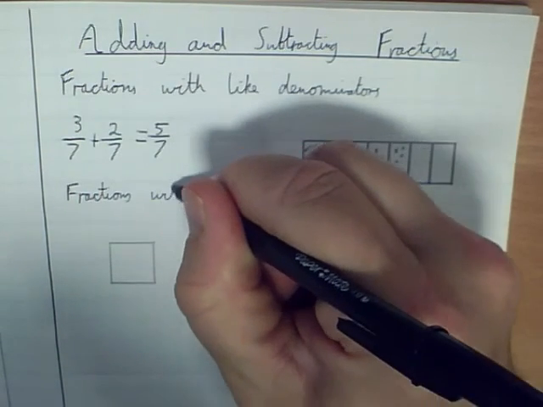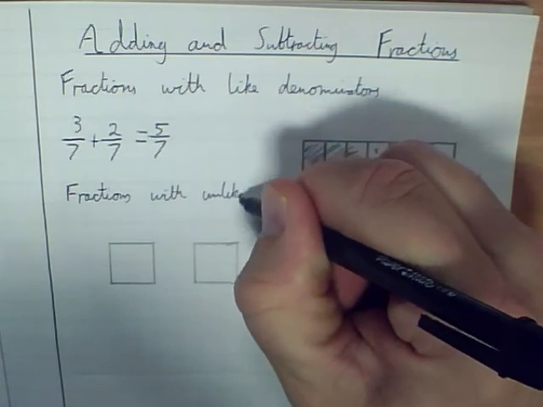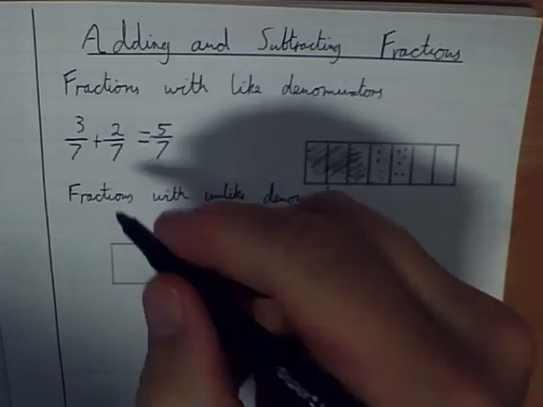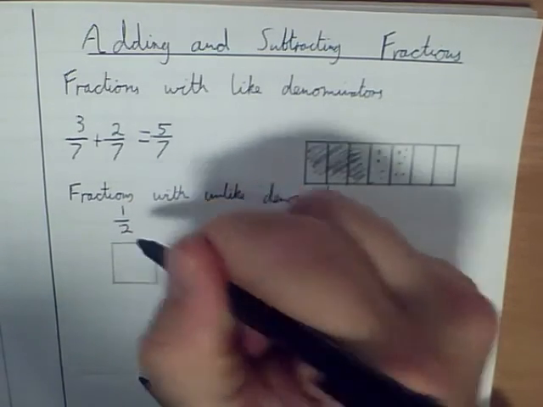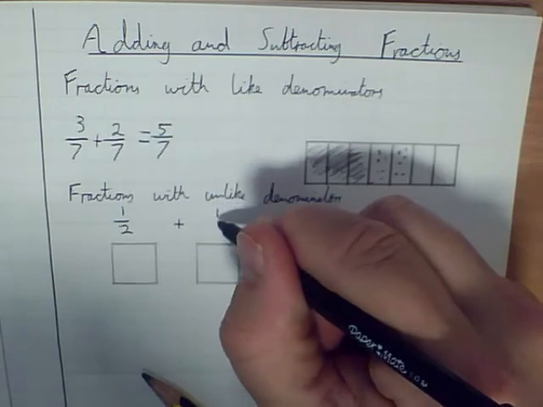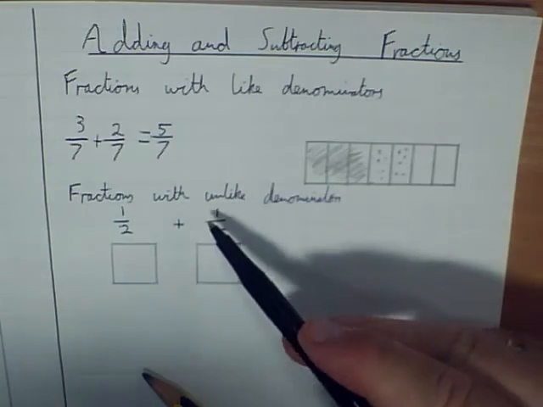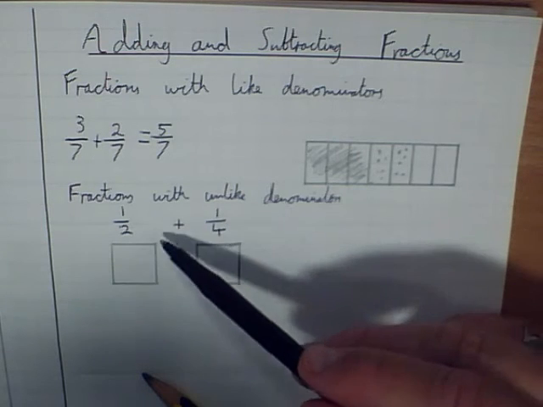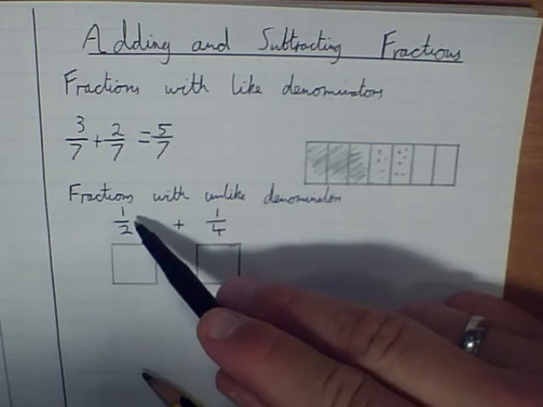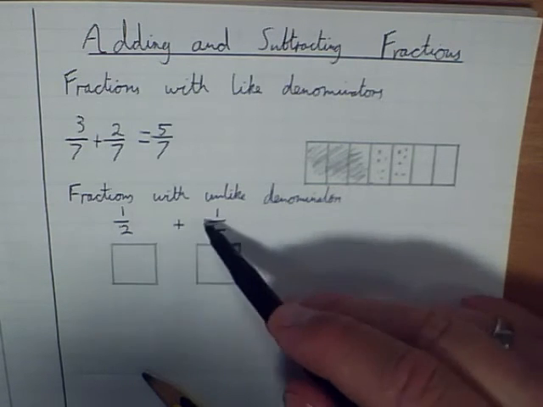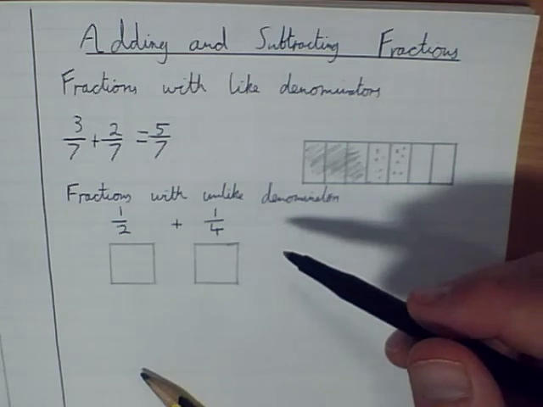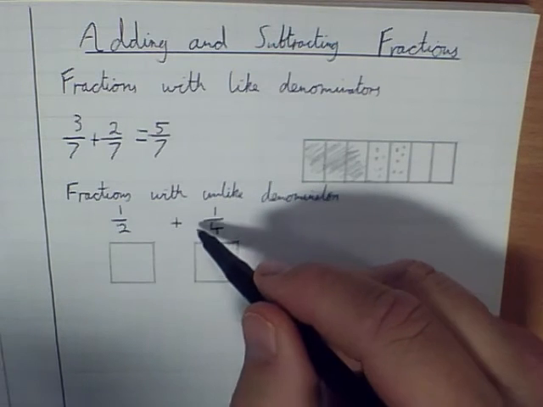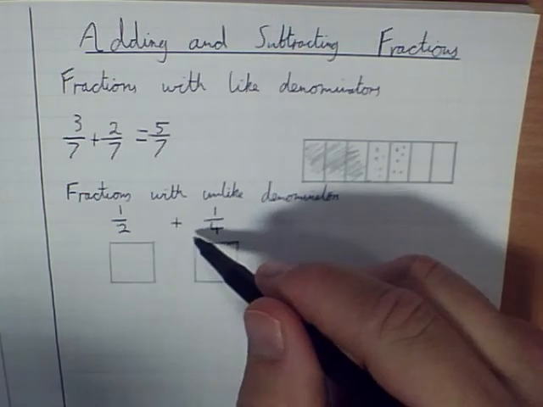Fractions with unlike denominators. I'll give you an example of what I mean by that. I mean something like 1/2 plus 1/4. Now here, I cannot add them together because 1/2 and 1/4 are not out of the same number of parts. If I add the numerator to give me 2, 1 plus 1, I don't know what's going to go on the bottom. What you need to do is find the equivalent fraction with the same denominator. You need to find a common denominator and use it.